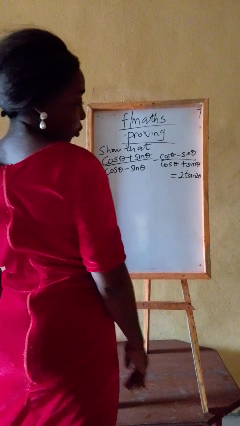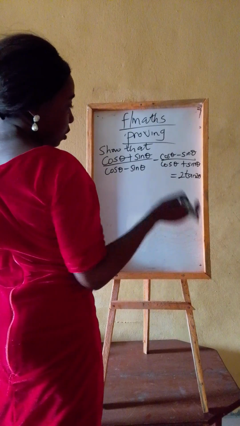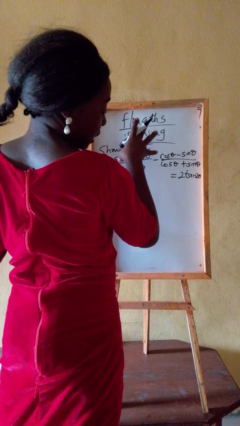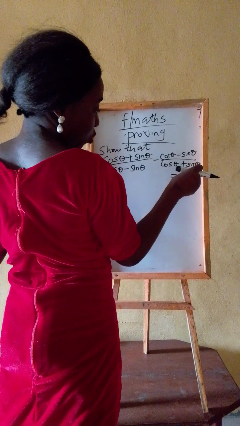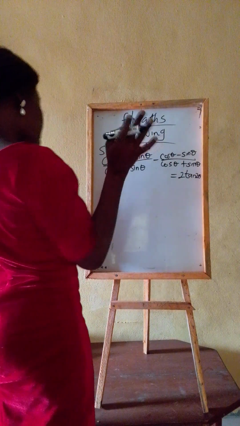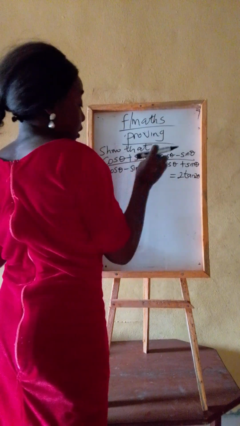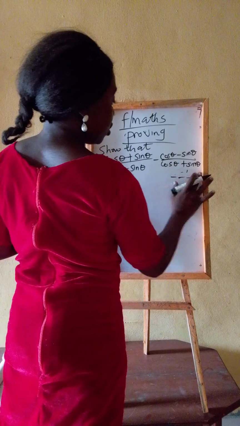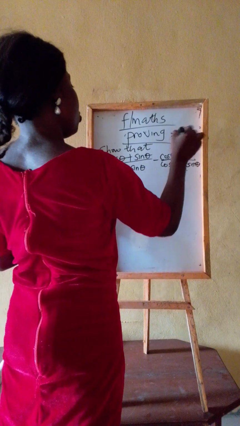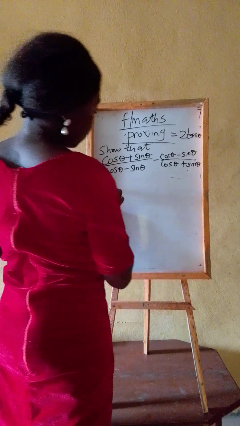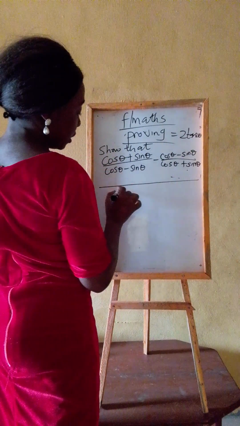So, what do we do? The first thing, you want to prove that the left-hand side is equal to the right-hand side, or you prove that the right-hand side is equal to the left-hand side. But I'm going to start from the left-hand side. I'm going to prove that it equals 2 tan 2 theta. So what's the first thing? I'm going to find the LCM.